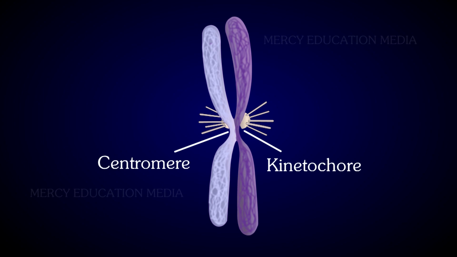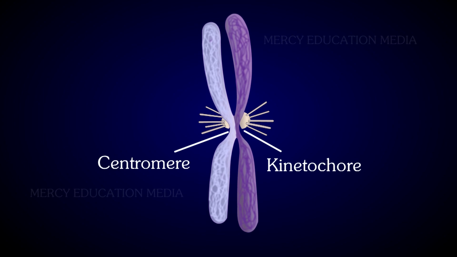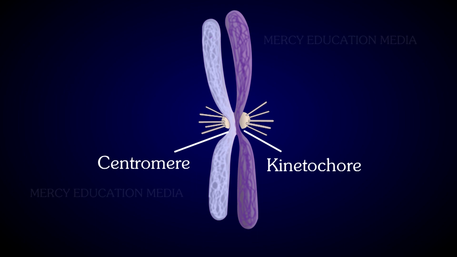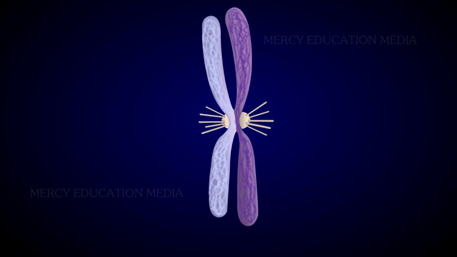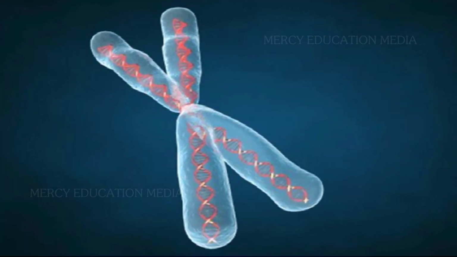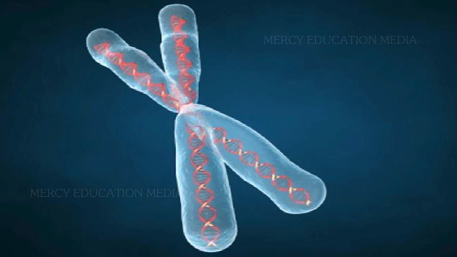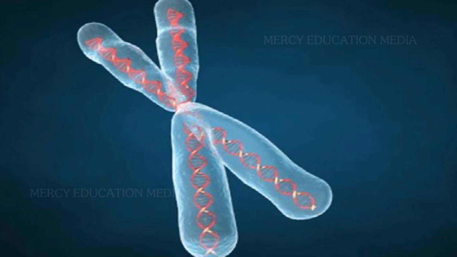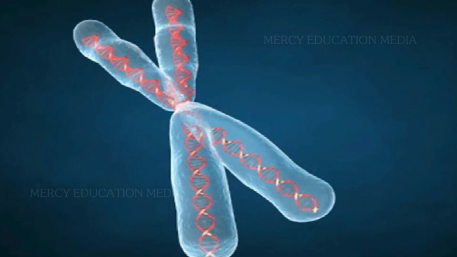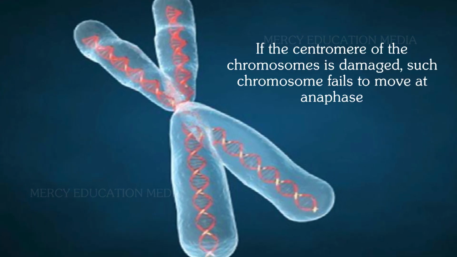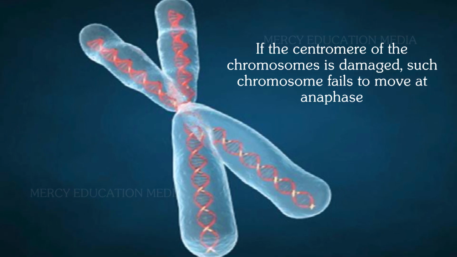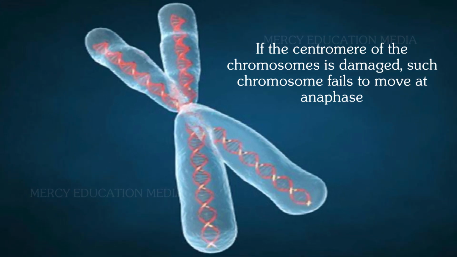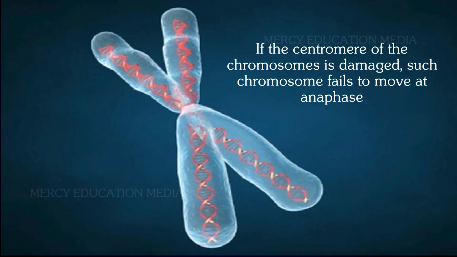The primary constriction is made up of centromere and kinetochore. Both the chromatids are joined at centromere. This is essential for the movement of chromosomes at anaphase. If the centromere of the chromosomes is damaged, such chromosome fails to move at anaphase.